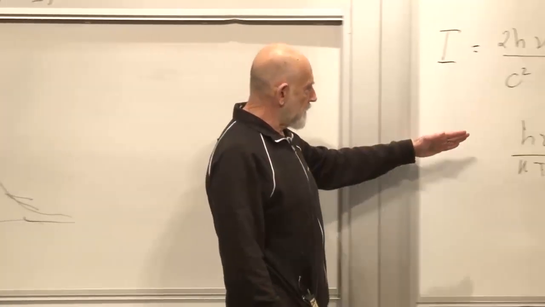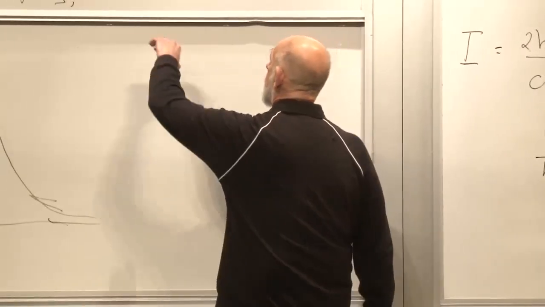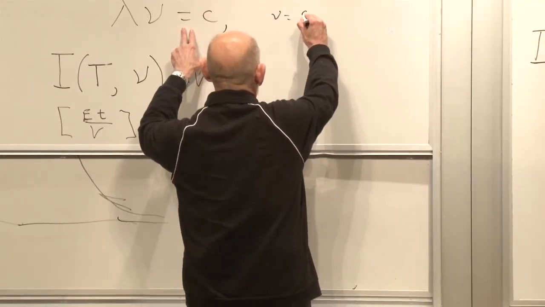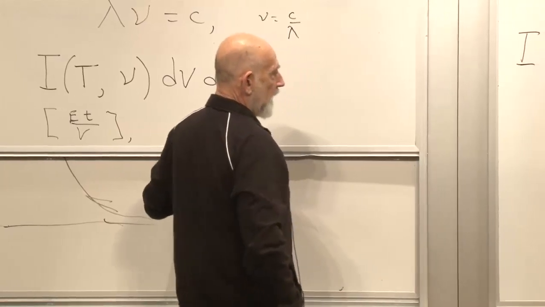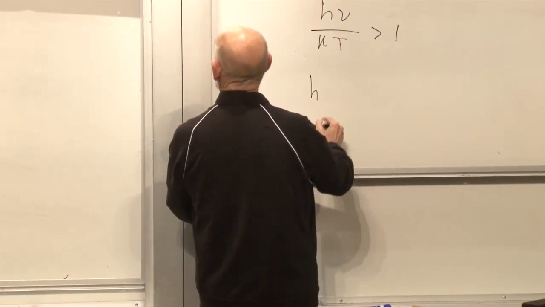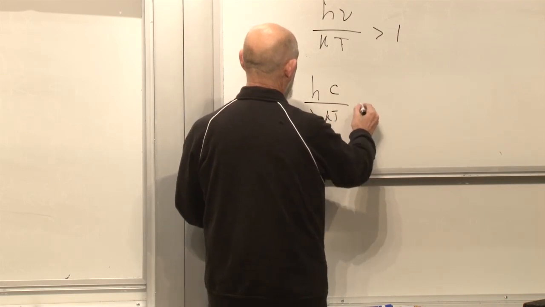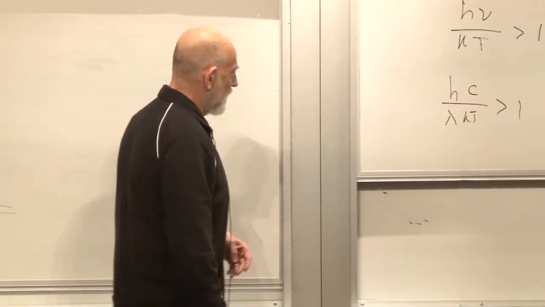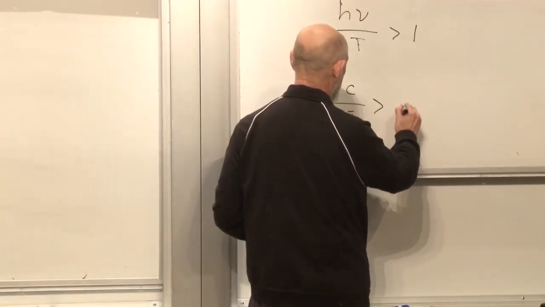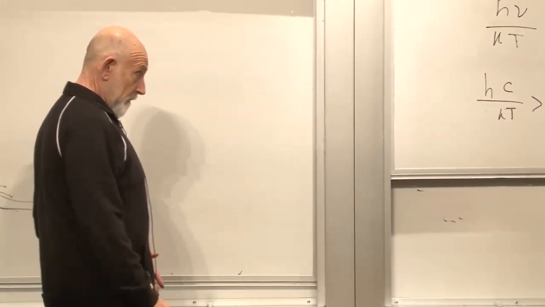This can be written in another way, incidentally. Let's write it another way. Instead of nu, let's remember that nu is equal to c over lambda. Nu equals c over lambda. We could plug that in here. And this says h c over lambda is bigger than 1. Did I get that right? Or that lambda is less than hc over kT.